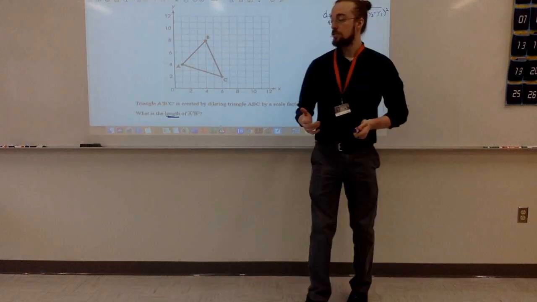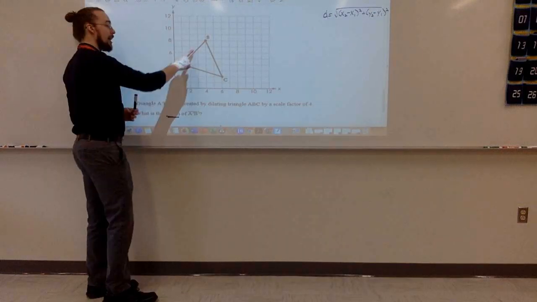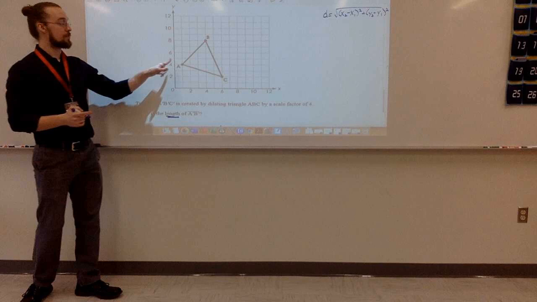Okay? So, all we need to do here is find the length of AB and then multiply that by 4. I don't have to find each individual point multiplied by 4. I can just first find the length of AB and then multiply that length by 4. That'll be a little bit easier than trying to dilate the whole triangle first. So to do that, we need our coordinate points.